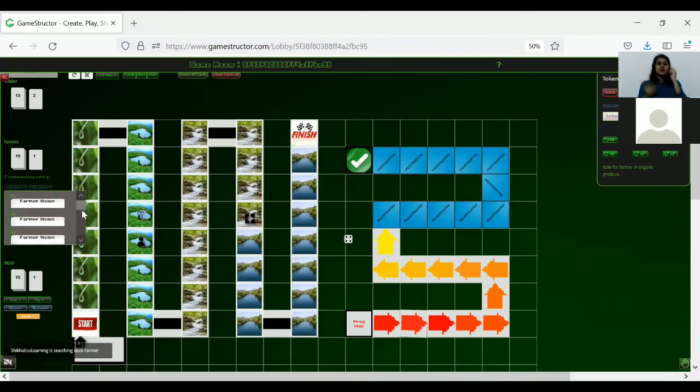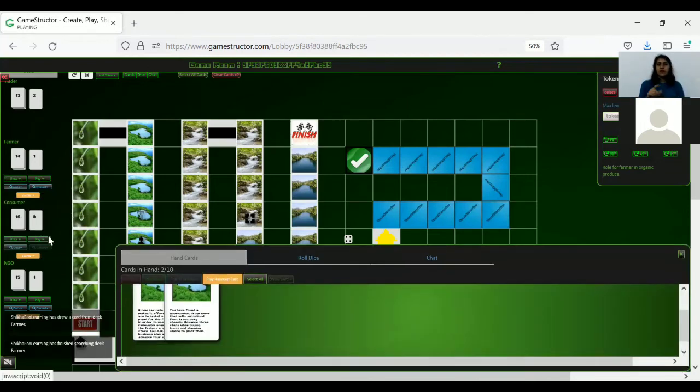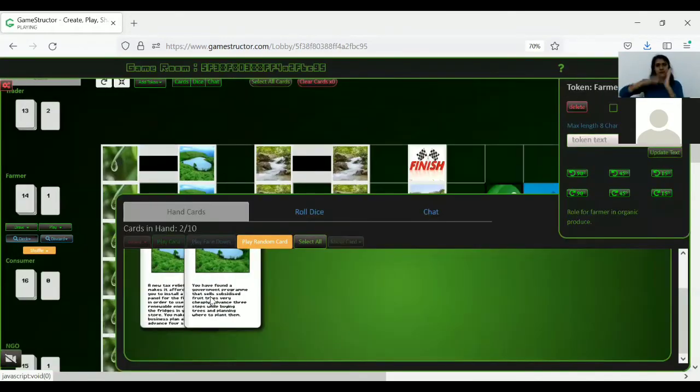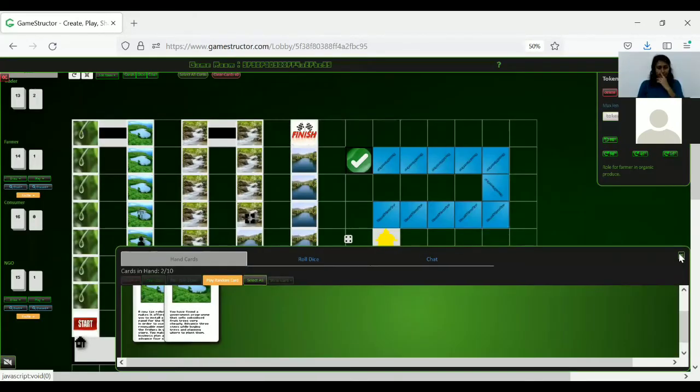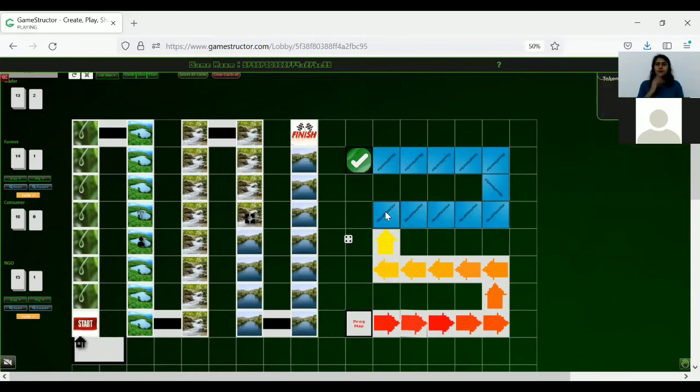And again, you get a card. Right, here it is. Here it says you have found a government program that sells subsidized fruit trees very cheaply. Advance 3 steps while buying trees and planning where to plant them. Right. Okay, so that's also good. So can you comment on this? Why is it good to have fruit trees, and what is happening in this story?